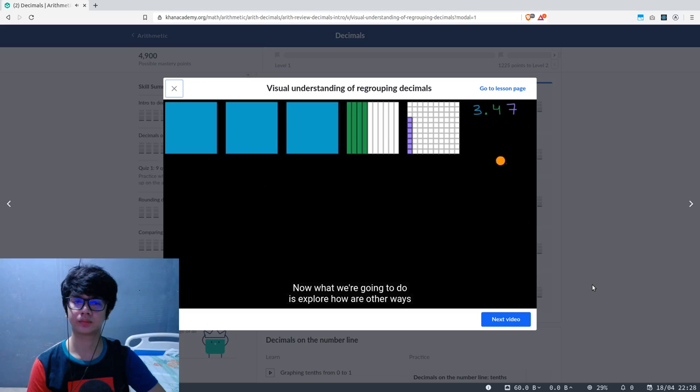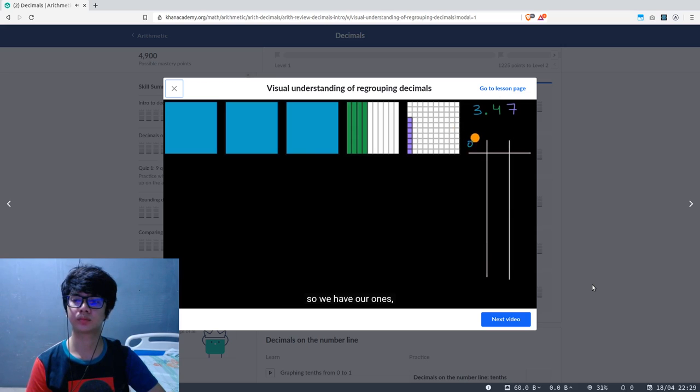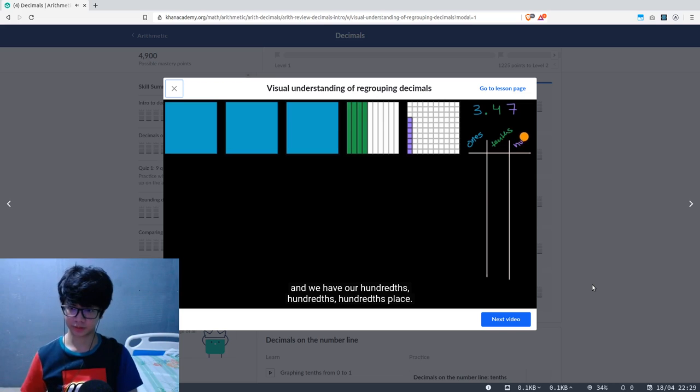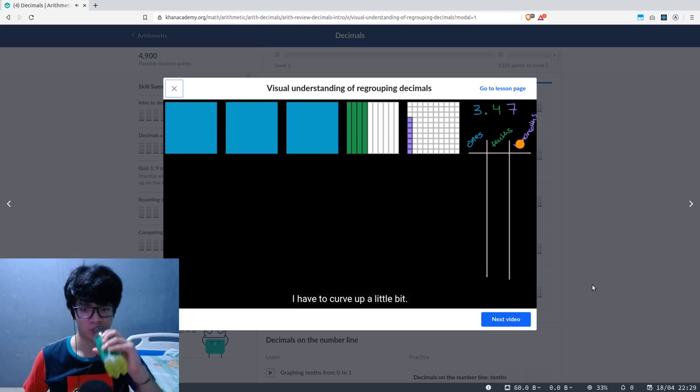Now what we're going to do is explore other ways you can put the value into the different places. So let me set up a little table here. I don't think I'm going to need all that space. But we have, in this first example, our ones place, our tenths place, and our hundredths place.